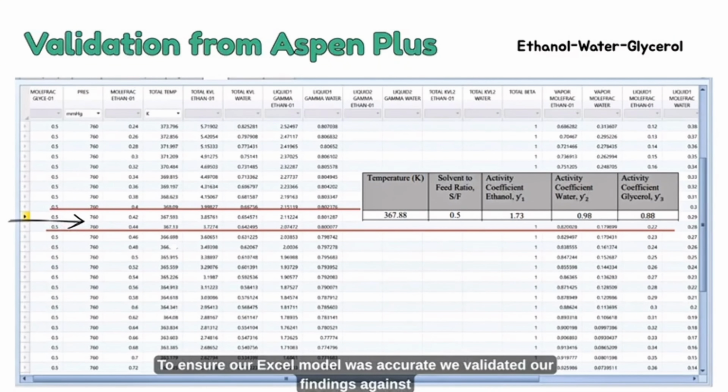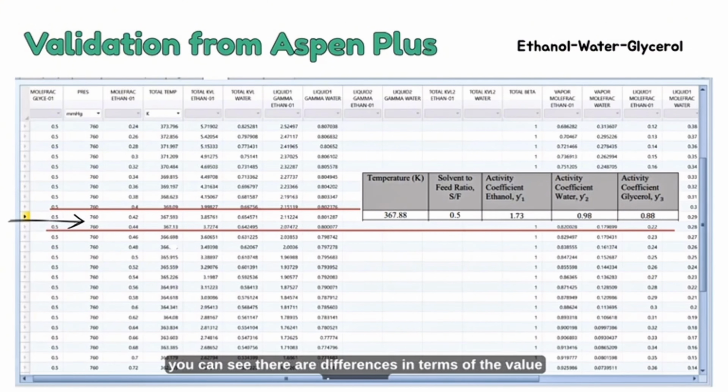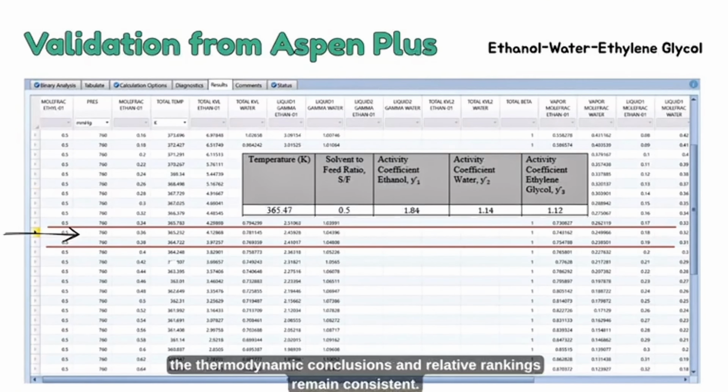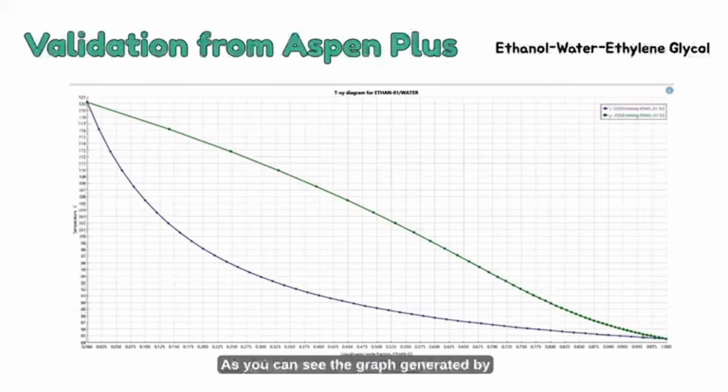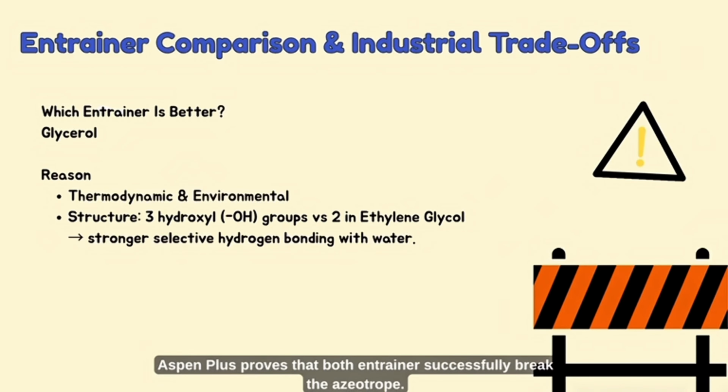To ensure our Excel model was accurate, we validated our findings against the Aspen Plus simulation. As you can see, there are differences in terms of the value. However, that is due to Aspen's advanced equation solvers, and the percentage relative error is quite low, and also the thermodynamic conclusions and relative rankings remain consistent. As you can see, the graph generated by Aspen Plus proves that both entrainers successfully break the azeotrope.